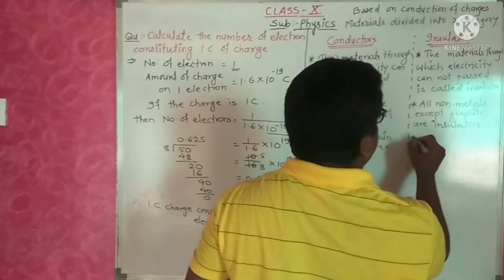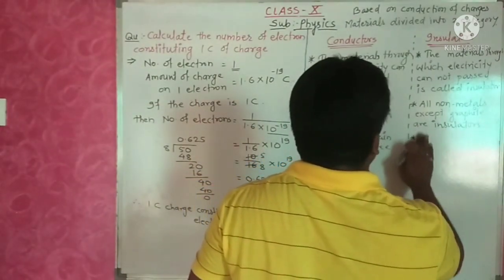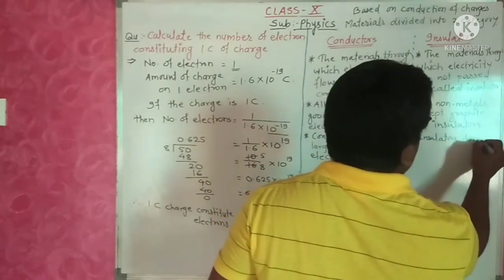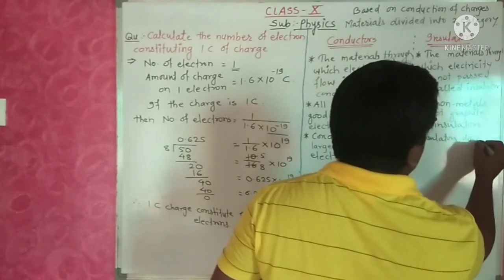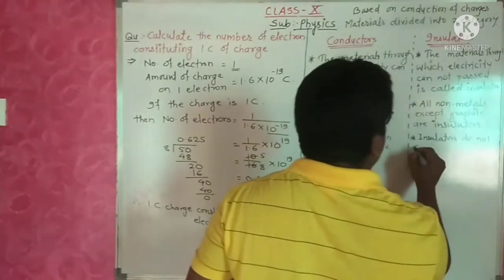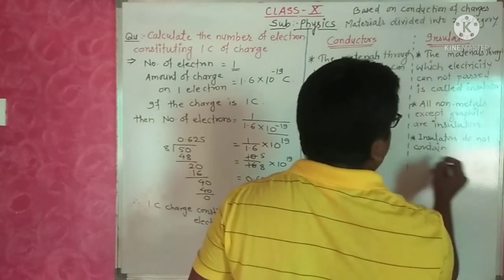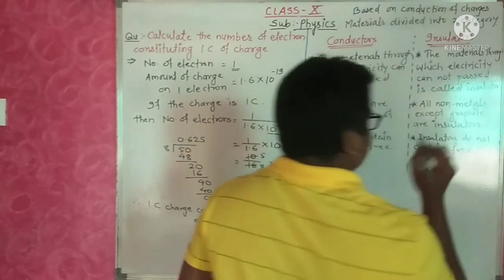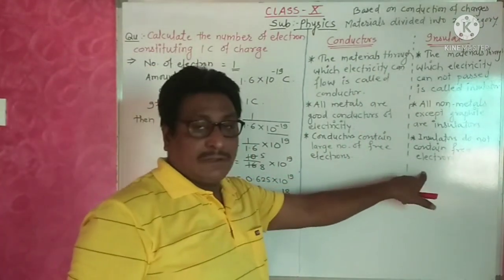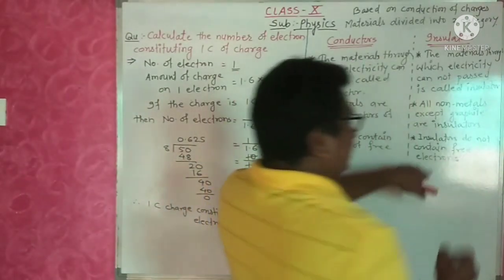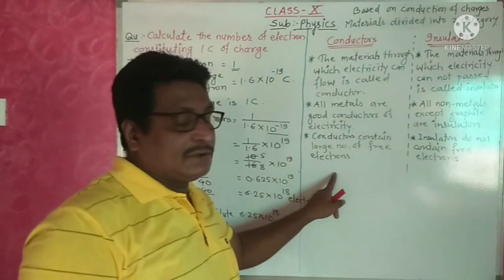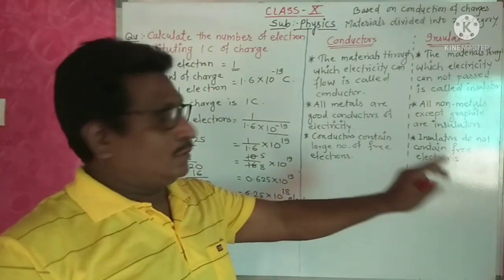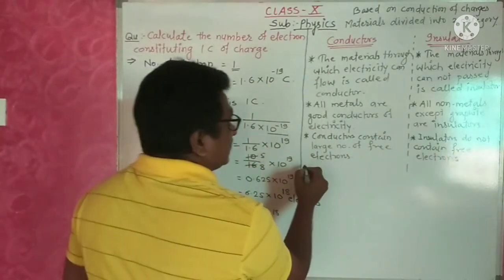And insulators do not contain free electrons. So here free electrons are not there. Because of that, the electricity cannot flow. Here free electrons are there. Due to that, electricity can flow. Understood? So these 3 points are there.